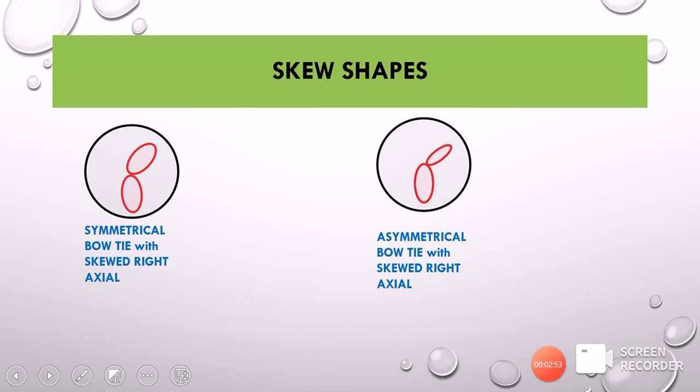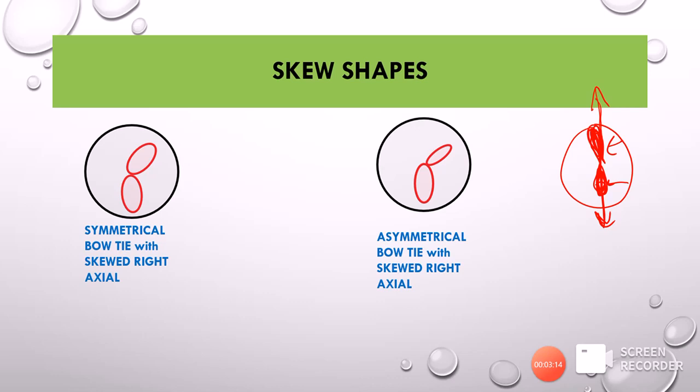Now let us talk about the skew shapes. What is meant by skew shape? Skew shape means that normally we have a symmetrical bow tie like this. The axis of this symmetrical bow tie is, say, 90 degrees. This part of the bow tie is present on 90, and this part of the bow tie is also present on the same axis.